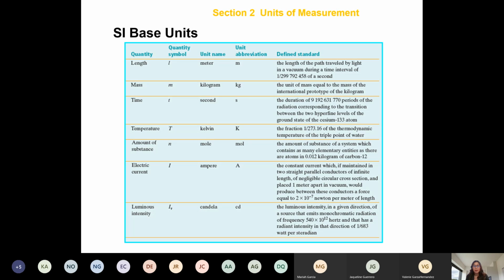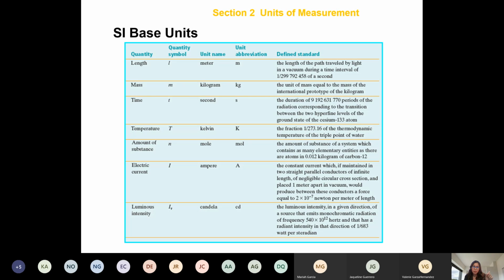Okay, so let's focus on the first 4. If you notice length, and you guys should be familiar with these, length, the symbol for it is lowercase l, mass, lowercase m, time, lowercase t, and temperature, uppercase T. Make sure that you write them as they're meant to be. If it's meant to be lowercase, put it as lowercase. If it's meant to be uppercase, put it as uppercase.